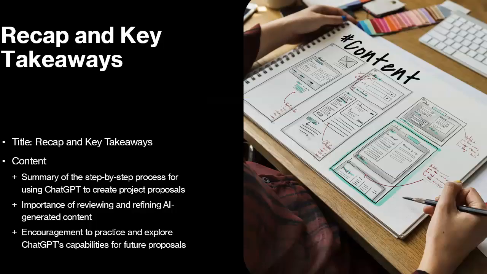Recap and key takeaways. To recap, we have covered a step-by-step guide for using ChatGPT to create a project proposal. Step 1 is define the project scope and objectives. Second step, outline the project plan. Third step, identify key resources and budget. Then step 4, address potential risks and mitigation strategies. Number 5, define success criteria and metrics. Number 6, finalize the proposal structure. And step 7, the final step, is review and refine the proposal.